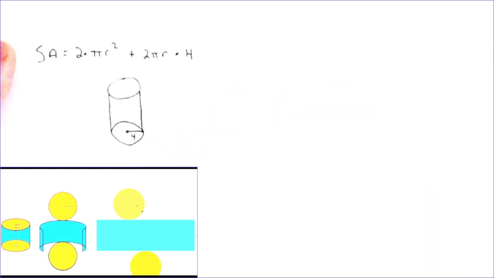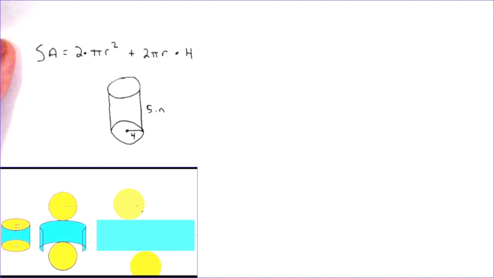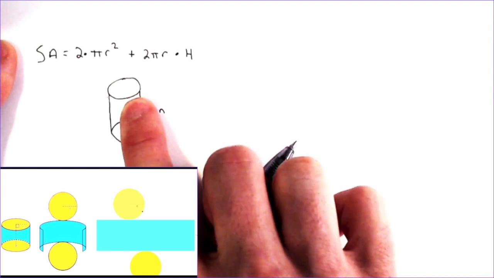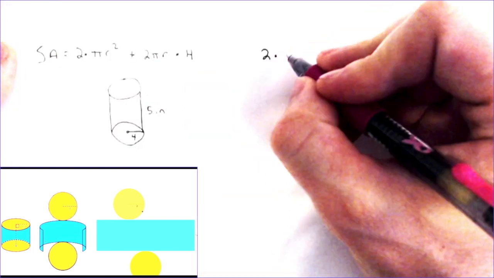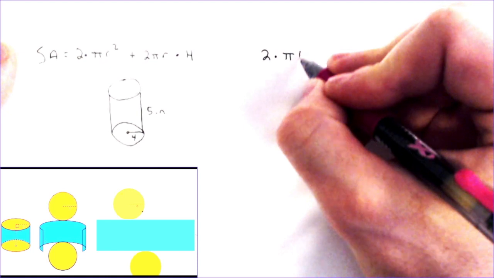Let's take a cylinder here. Let's give our cylinder a radius of 4 and a height of 5 inches. So we're going to use inches as the unit of measurement here. And we're going to plug it into the formula. We need to find the area of the top circle and the bottom circle, which would be 2 times pi r squared. Well, our radius is 4, so I'm plugging in 4 for that radius.